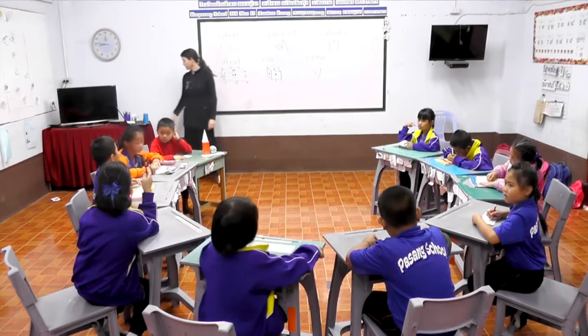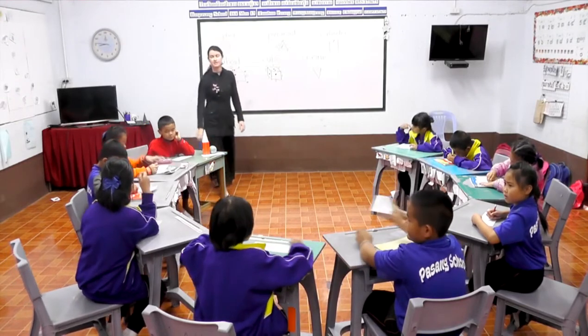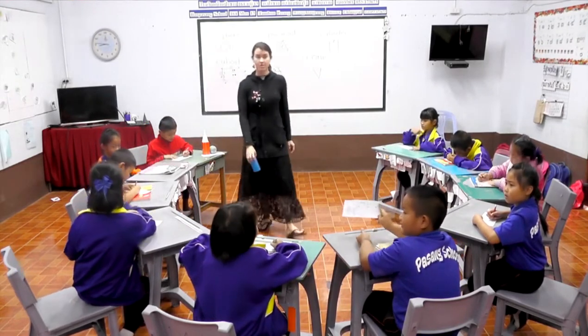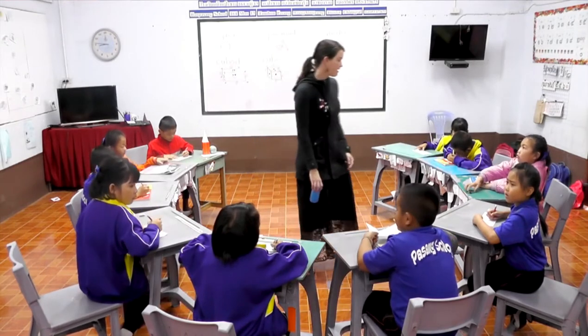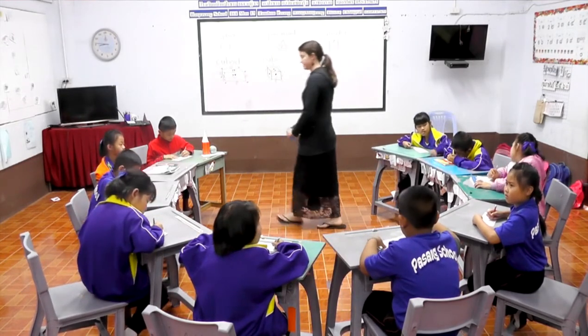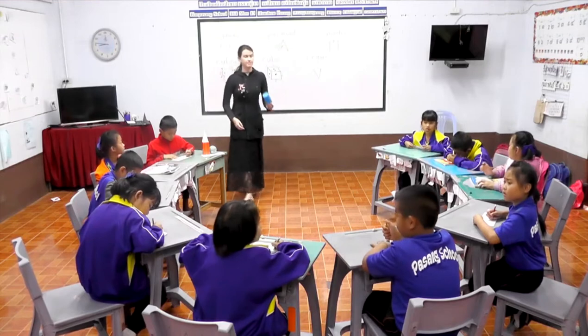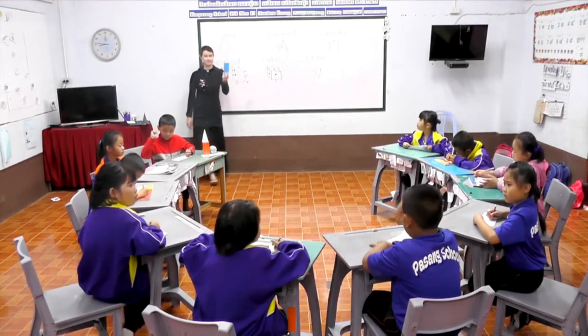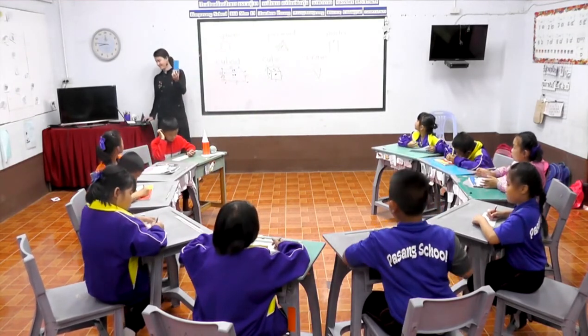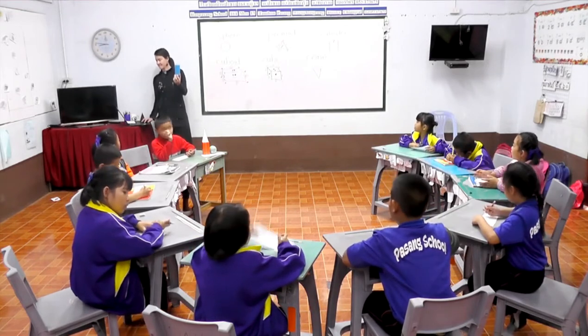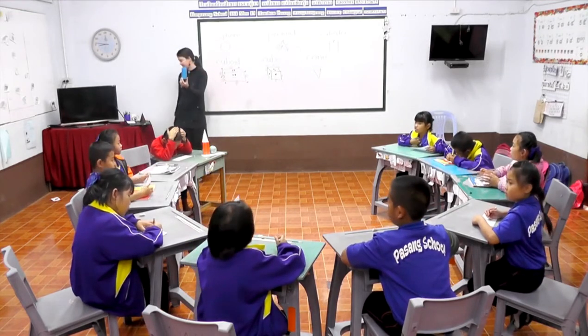Yep, our cube and our cuboid have the same number of faces or sides. What about our next shape? What shape is this? Cube. Do you remember? Cylinder.